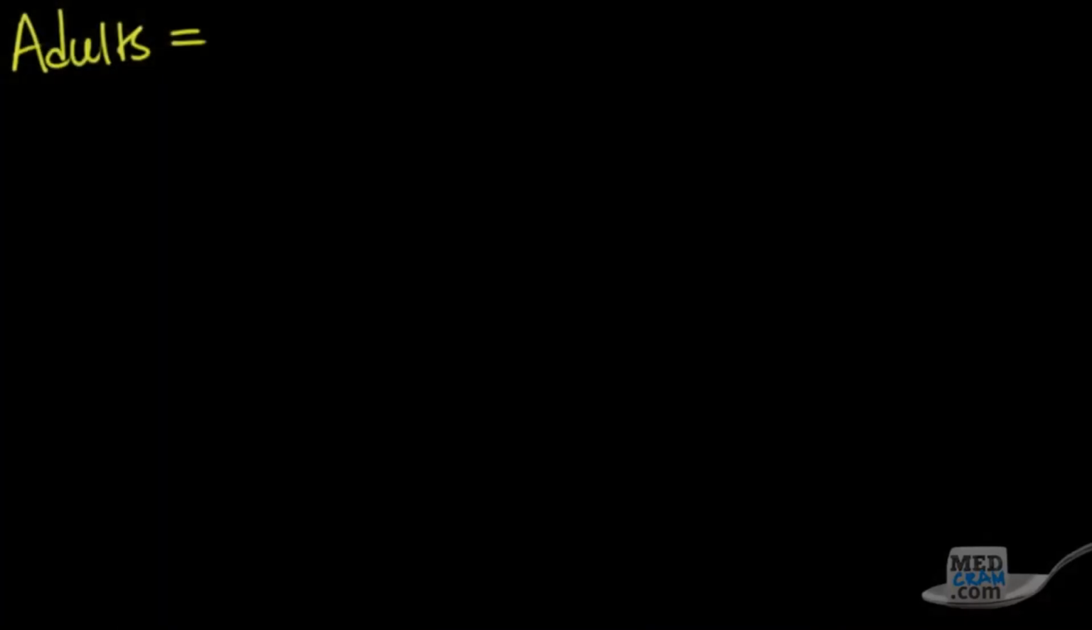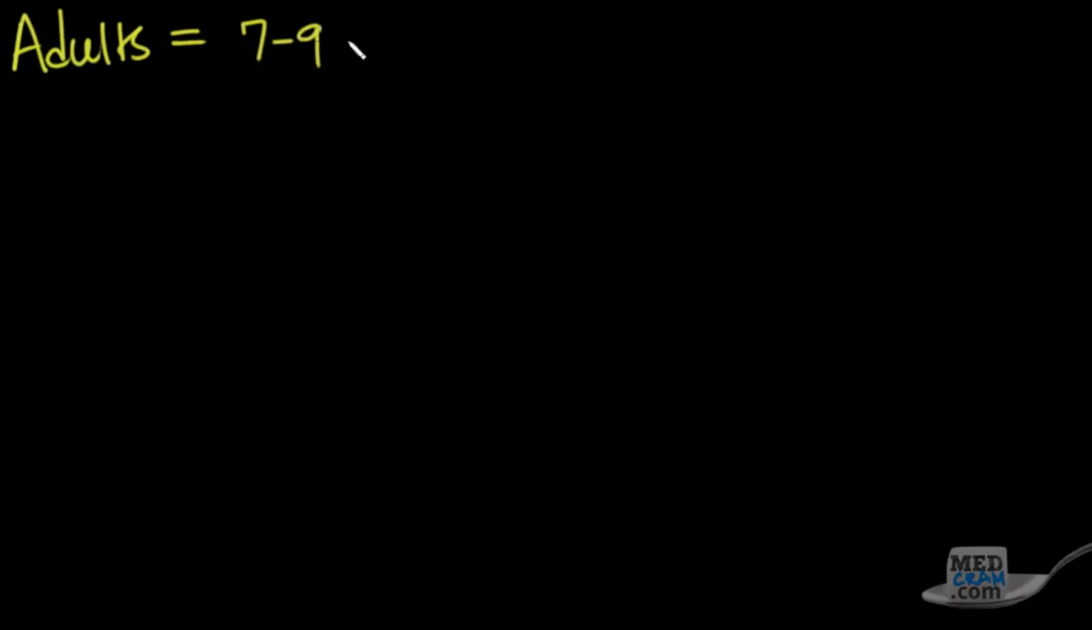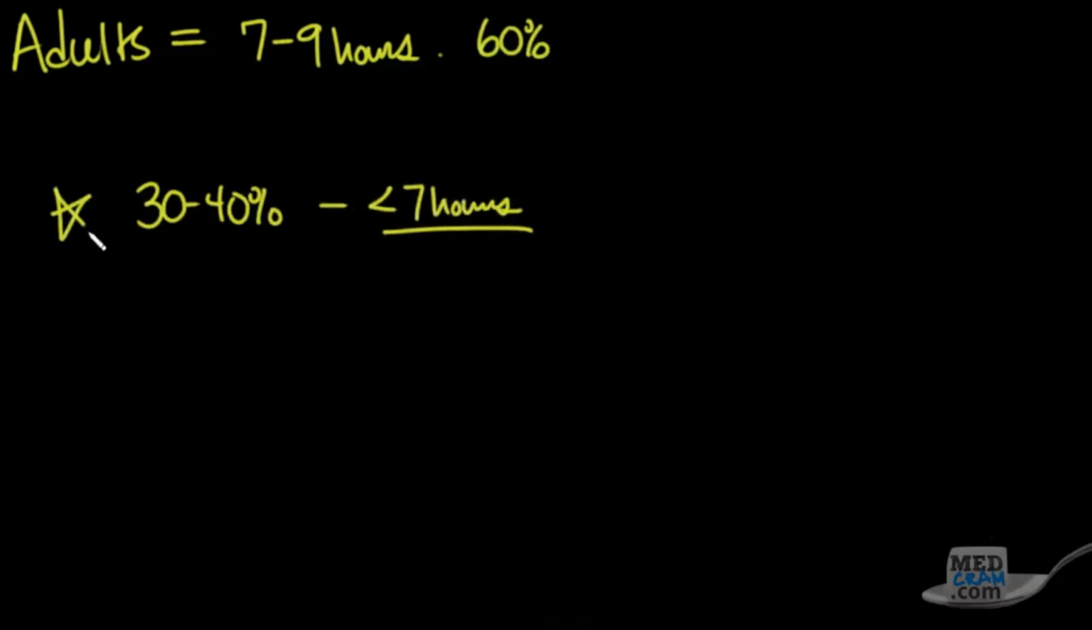So do you know how much sleep an adult in the United States should be getting? According to the recommendations, and you can look this up at the CDC, they should be getting between 7 and 9 hours a night. Do you know how many people actually get at least 7 hours of sleep per night? About 60%. That means there's about 30 to 40% of us that are getting less than 7 hours a night. These are the people that are at the highest risk for the effects of sleep deprivation.